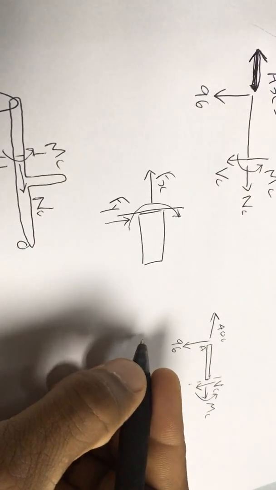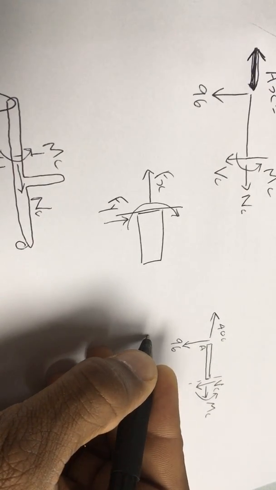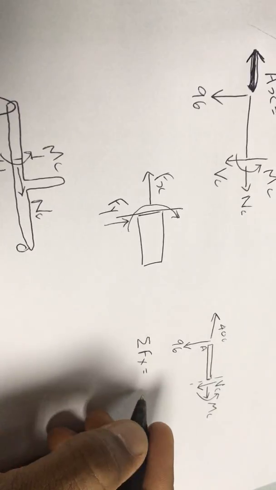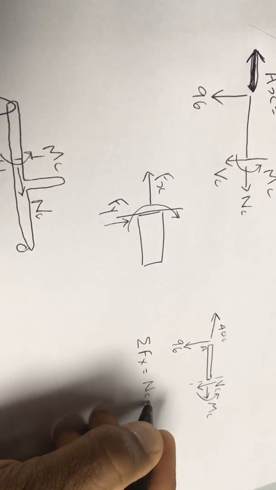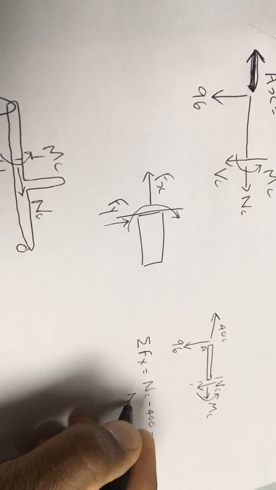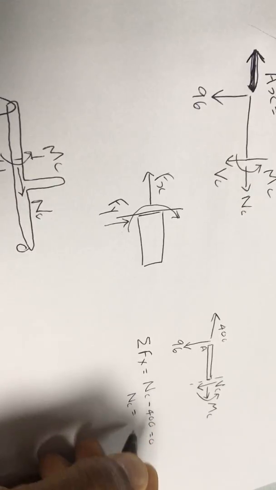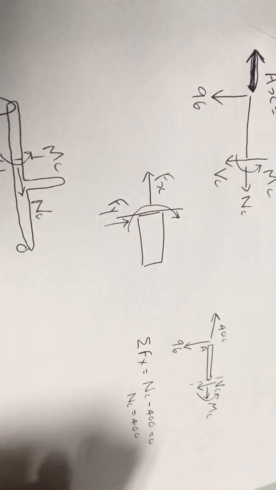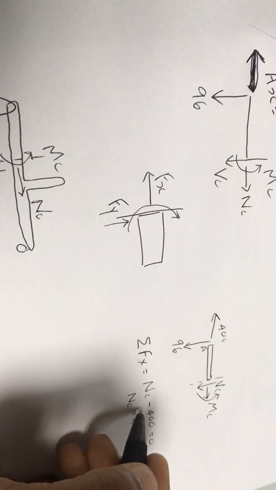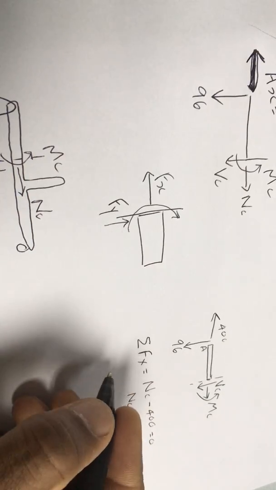So applying the equations of equilibrium, we say sum Fx would be equal to normal force minus 400, which would equal 0. So the normal force at C is 400, right? So the X is 0, and that's how we solve that.